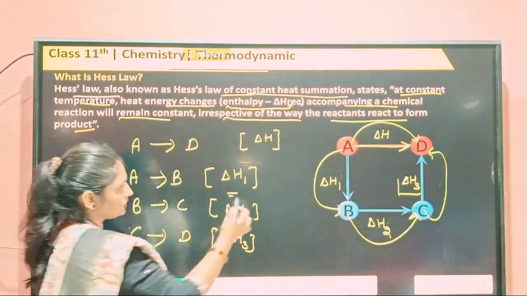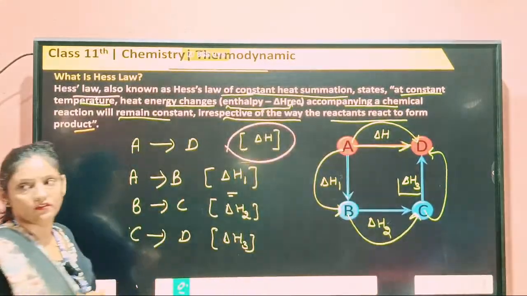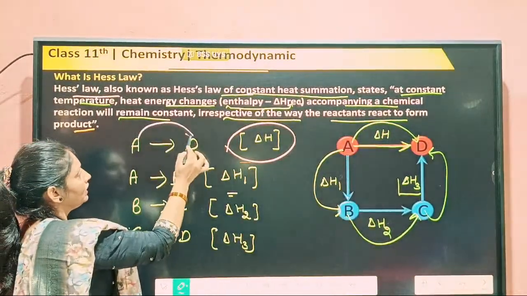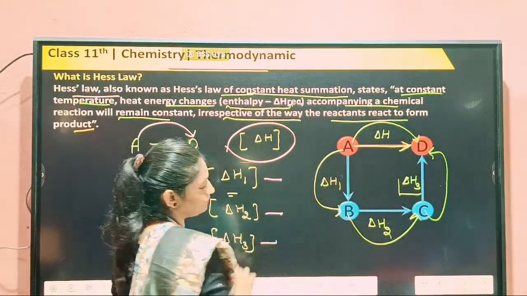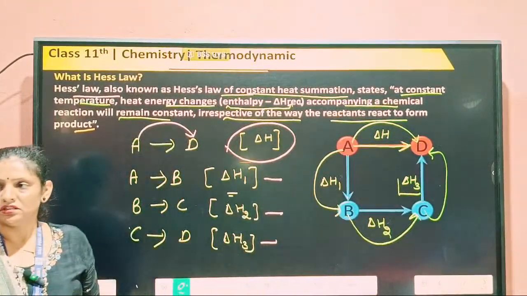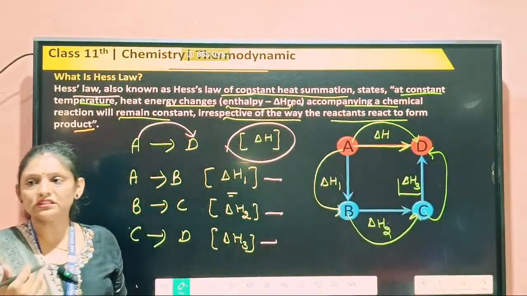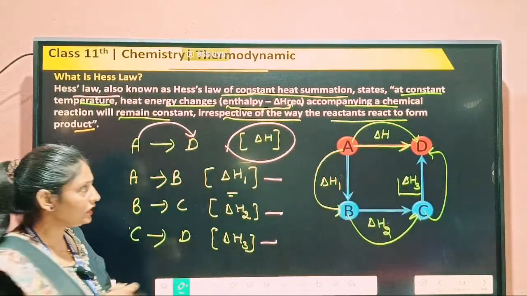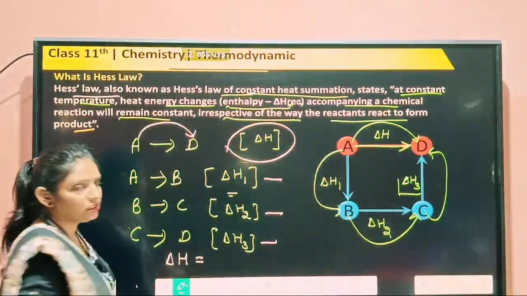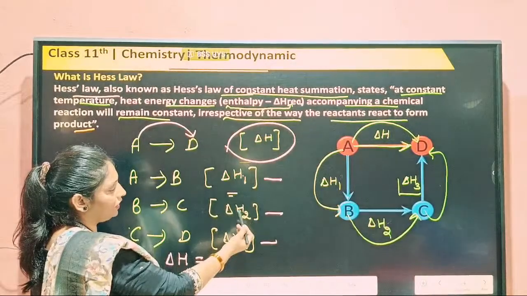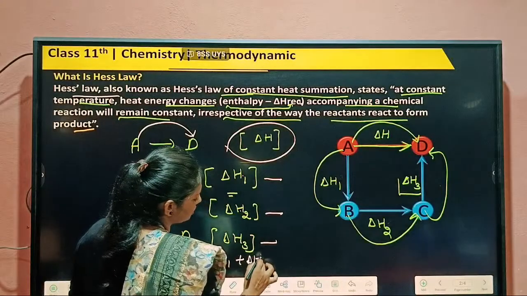Then students, this delta H is the total energy for reaching from A to D, and these are the energies of every step. When we are not going directly to the product, we are following some steps. Okay, so this total enthalpy change will be equal to the summation of the enthalpy changes of all the steps.